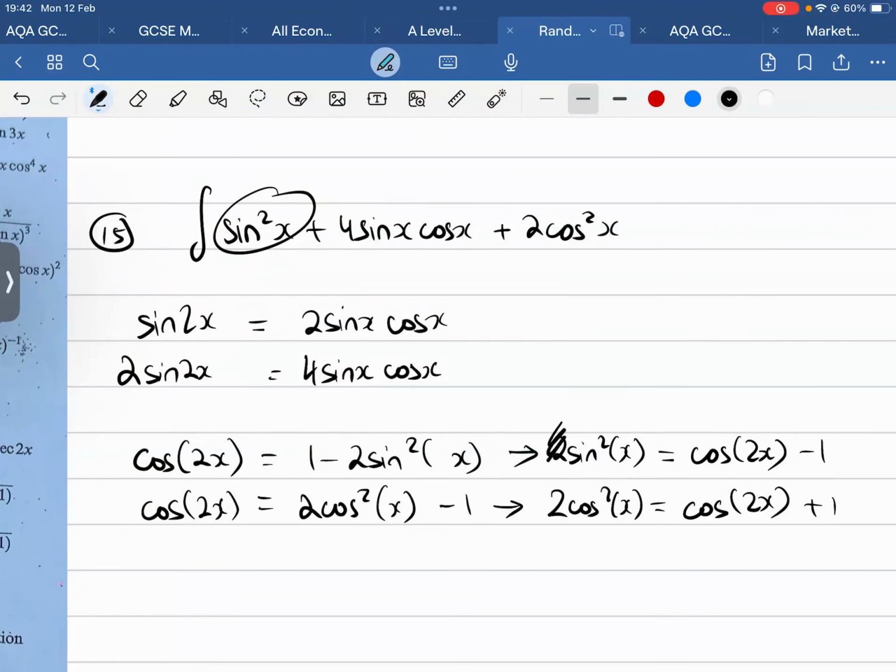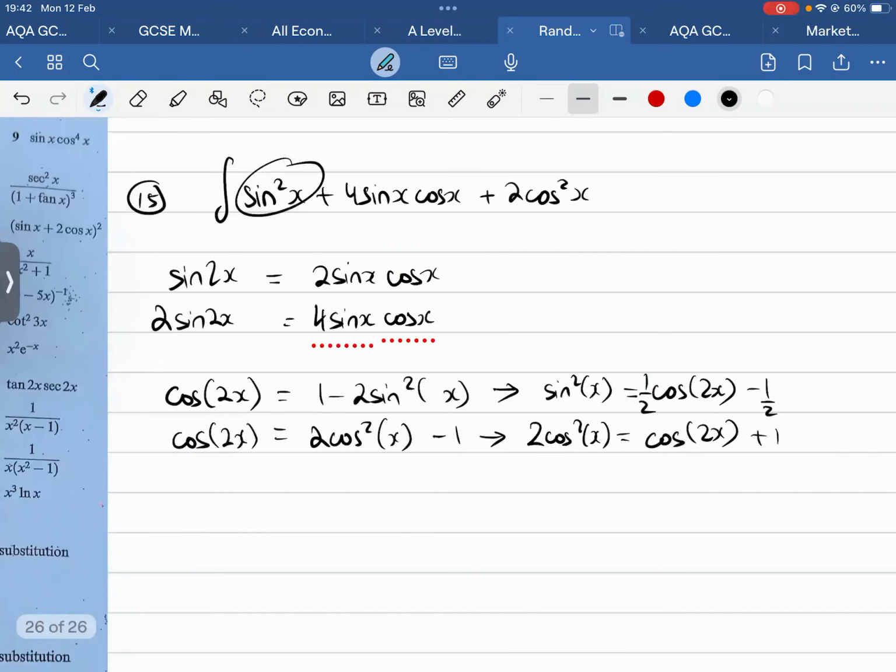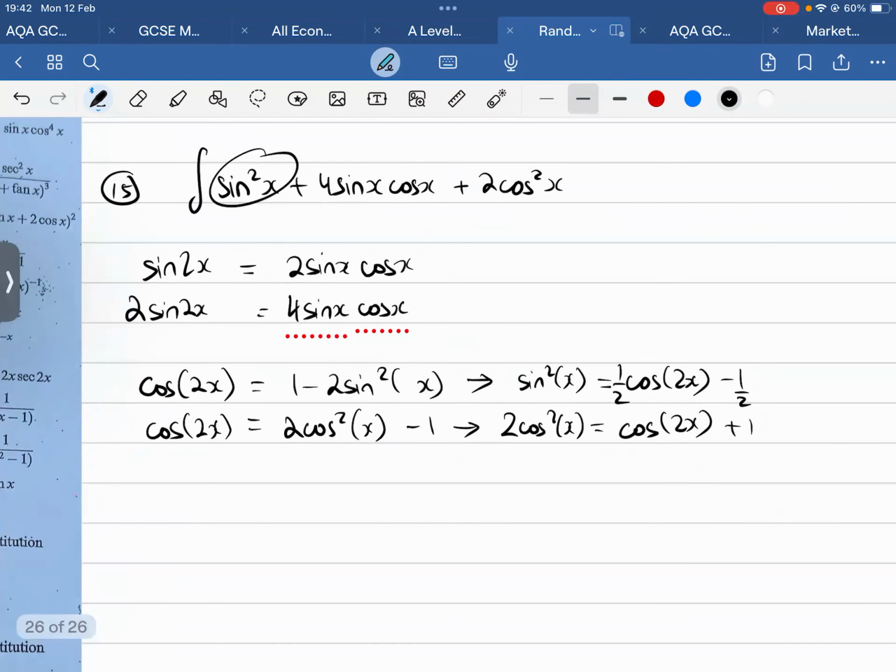So if I just have 1 sine squared x, it's a half that, right? Yeah. Okay. I have to substitute all of these things in. So instead of integrating sine squared x, I'd rather integrate that. Instead of integrating sine squared x, what would I rather integrate? Half cos 2x minus half.